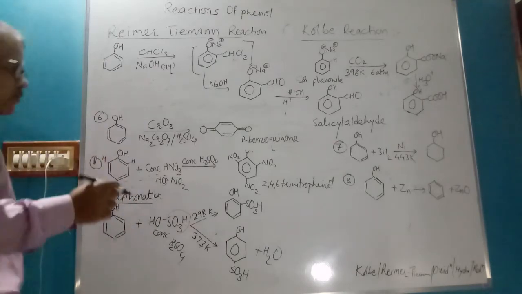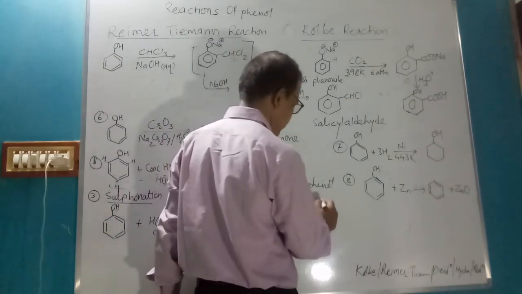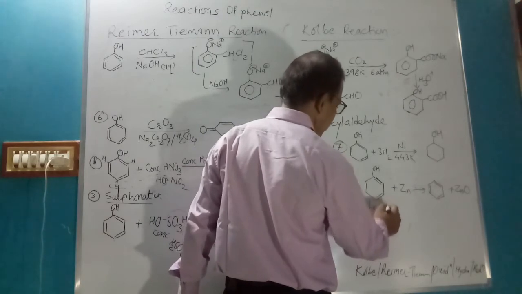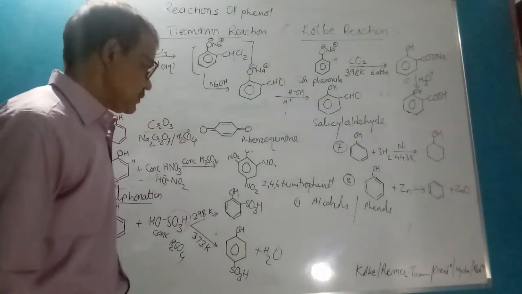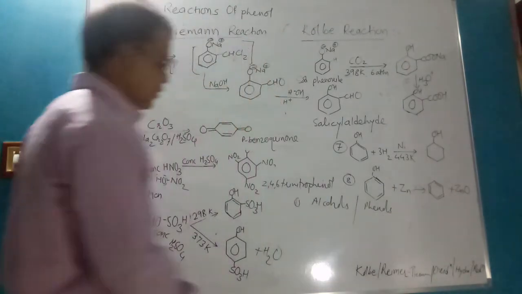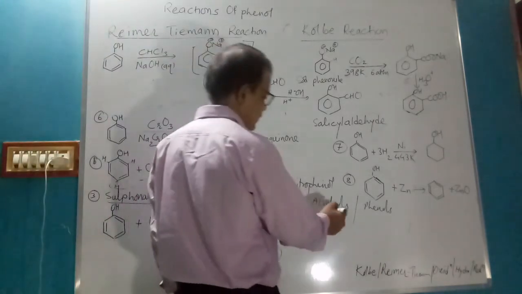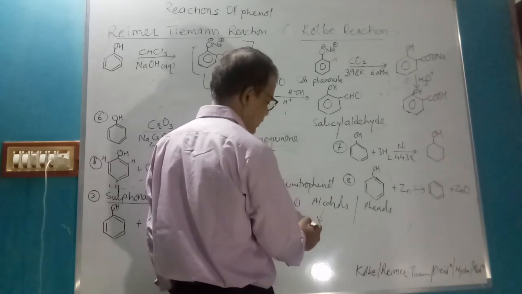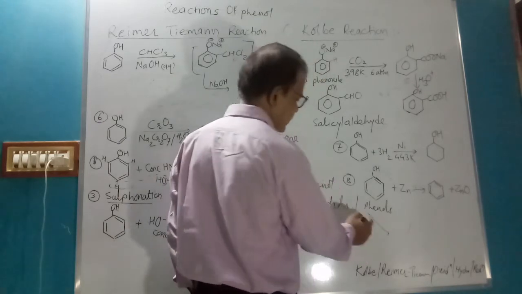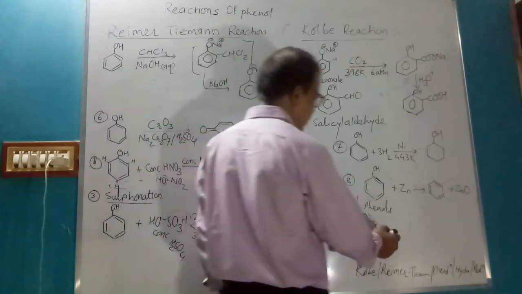And one more thing you must know, that is at least 2 points of distinction between alcohols and phenols. Alcohols are neutral in nature while phenols are acidic in nature. Point number 1, neutral, acidic in nature. And point number 2, when alcohols are treated with neutral FeCl3, no coloration, it does not give any color. But phenols, when treated with neutral FeCl3, give violet or bluish color.